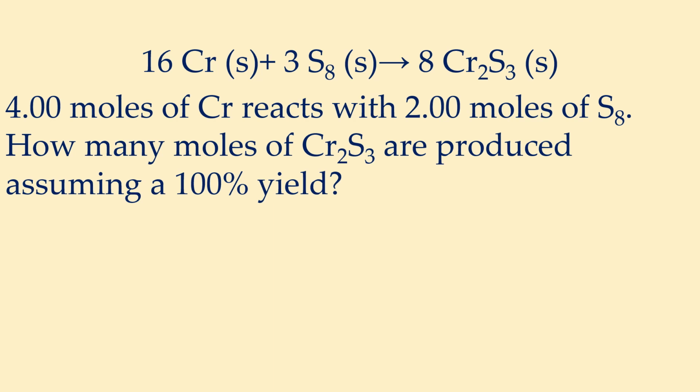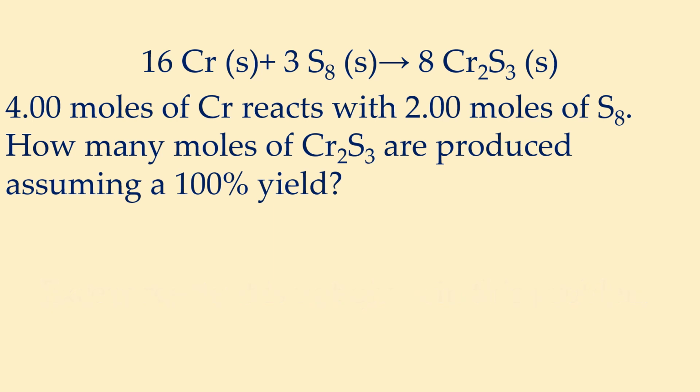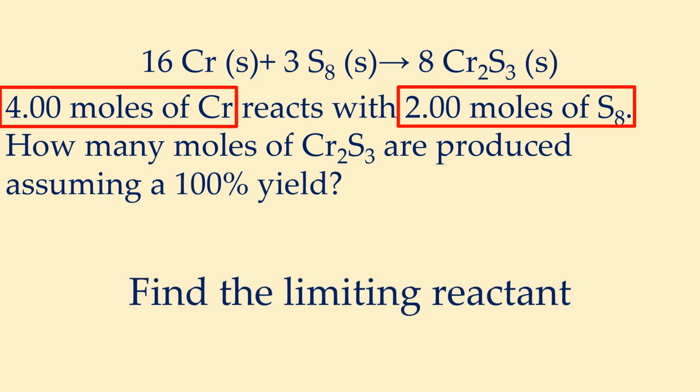Stoichiometry problems will sometimes tell the reader which reactant is in excess, but the excess reactant is not given in this problem. Exact amounts of reactant are provided: 4.00 moles of chromium and 2.00 moles of molecular sulfur. We must find the limiting reactant in this problem.